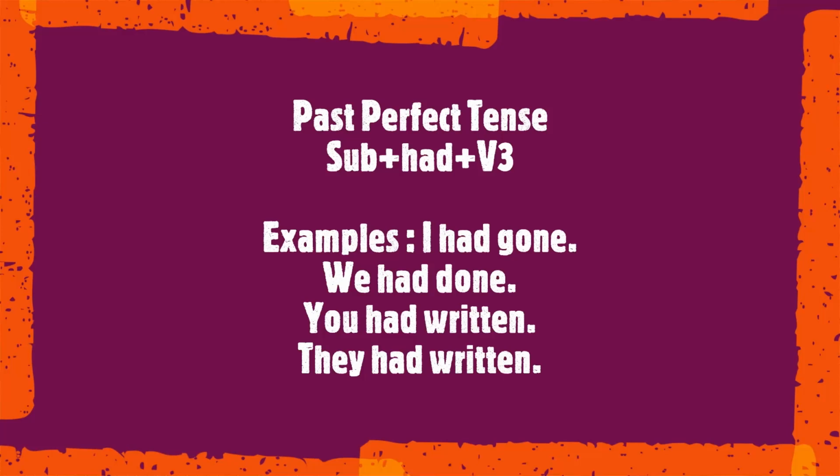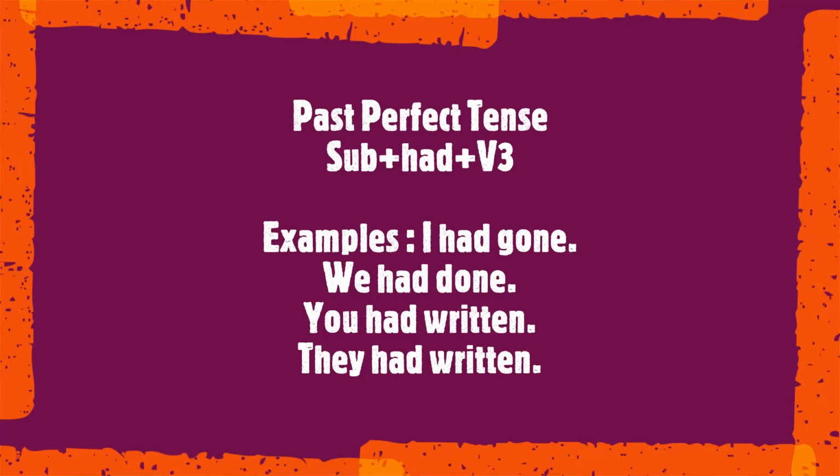Had plus V3. For example, I had gone. I plus had plus V3. I had gone. We had done. In the subject we, had is the auxiliary verb and done is the V3 form of the verb. You had written. She had danced. He had played. It had gone. They had written. Okay. With all subjects, we use had plus V3. It's a very easy thing to remember.